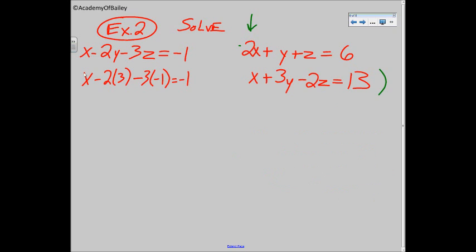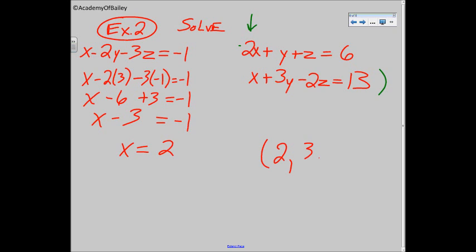And we go ahead and solve it out for x. 2 times negative 3, that's negative 6. Negative 3 and negative 1 make a positive 3. Negative 6 plus 3, yes. We're going to add 3 to both sides. Negative 1 plus 3 will give us a 2. X is 2, y is 3, z is negative 1.